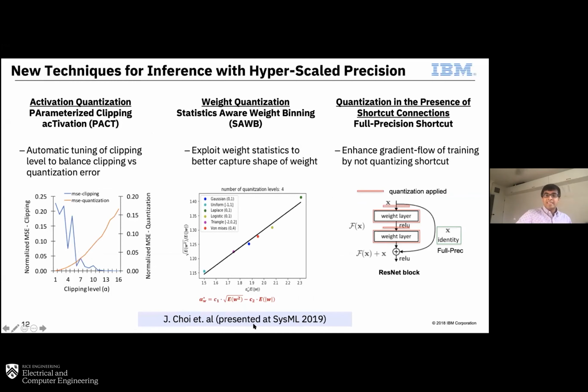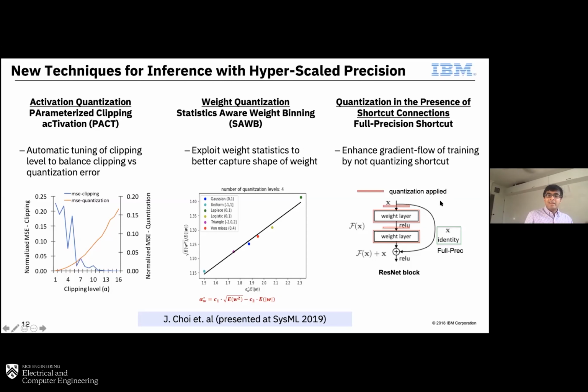We focused on 3 key ideas here that allowed for the very first time activation quantization and weight quantization to work down to very low precision arithmetic. To do that, we came up with a new technique called PACT. PACT stands for parameterized clipping activation. And the idea for PACT, and I'll share that in a slide or so, is instead of manually determining what the clipping value is, we let the network figure it out. We let the network learn what that clipping value is and automatically learn how to balance clipping error versus quantization error. From a weights perspective, we came up with a new technique called statistics-aware weight binning. And the key idea here is to figure out how you can exploit not just the expected value of the weight, but deeper weight statistics to be able to better capture the weight distribution.